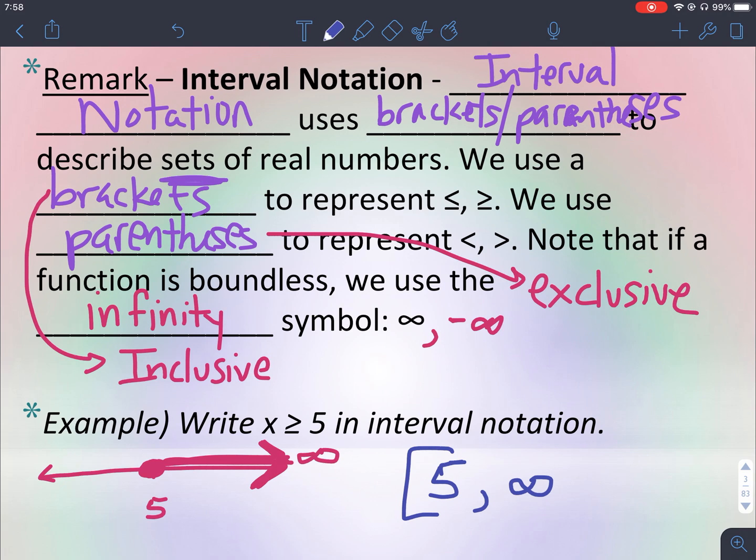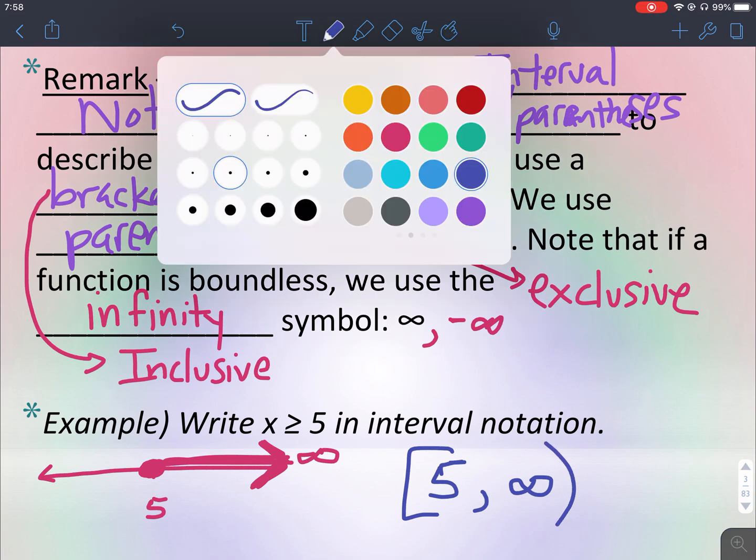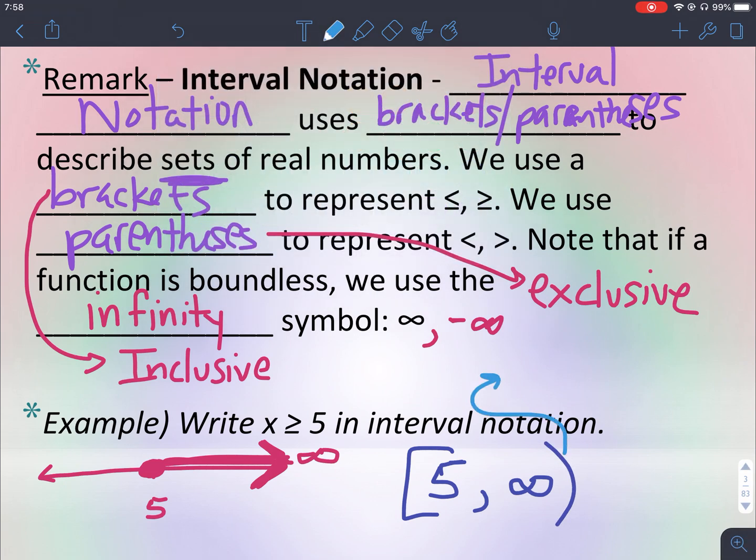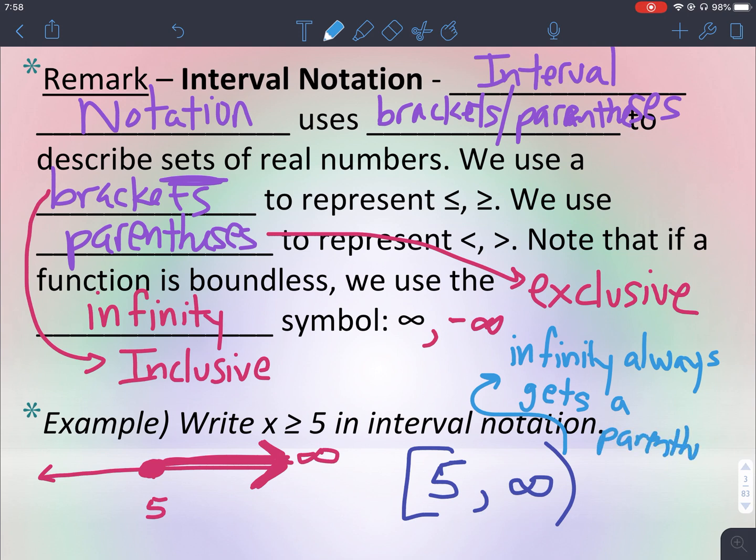And then one other note here, we want to say that infinity always gets a parentheses. And that's because infinity is boundless. It goes on forever. It's a number we can never get to. So it's technically never included in the solution set.